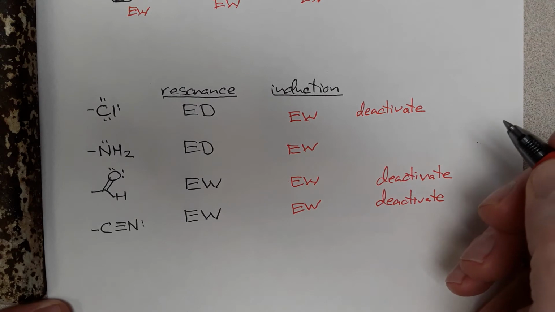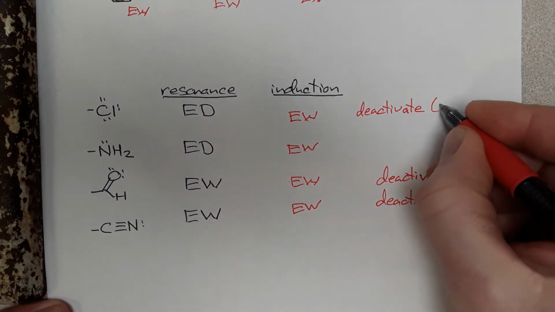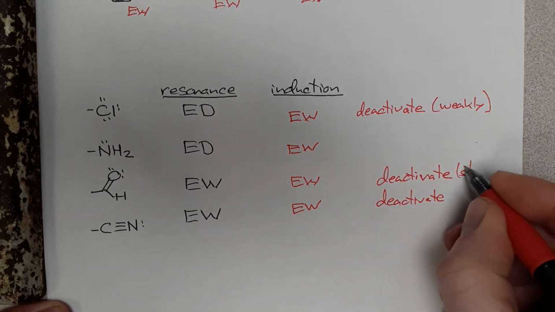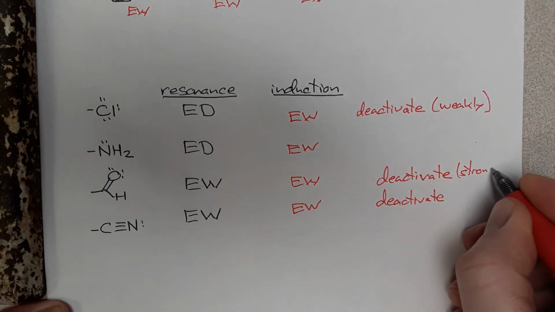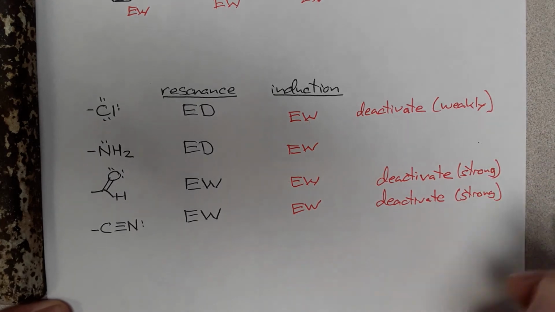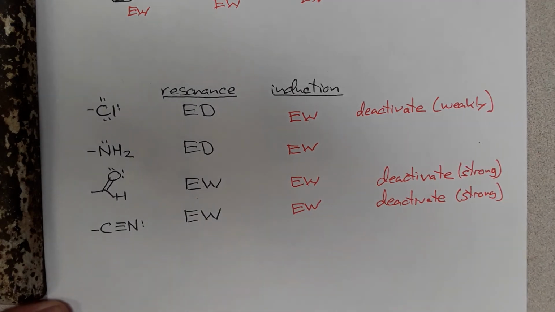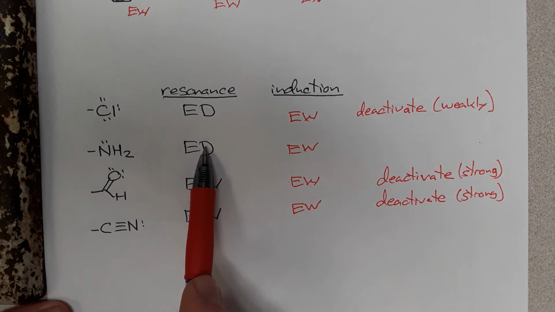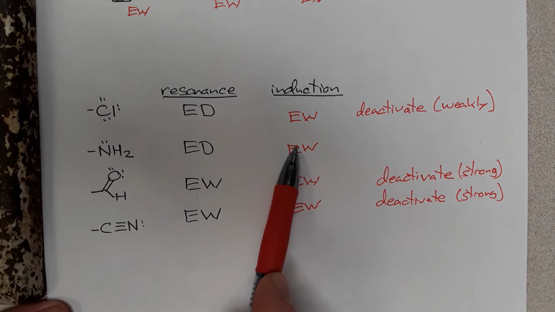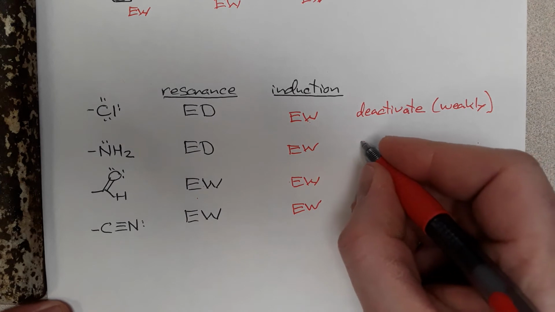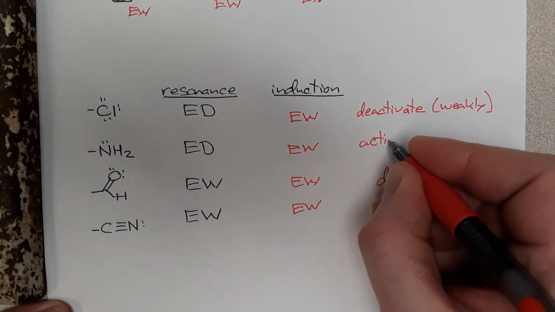So that's going to deactivate the ring, and that's going to deactivate the ring only weakly. These groups down here are going to be strong deactivators because they are pulling away electron density by both the resonance and the inductive effect. And then for the amino group, it turns out the donating effect is much greater than the withdrawing effect by the induction, and so that wins out significantly. And so this is going to make the ring a better activator, or better nucleophile.